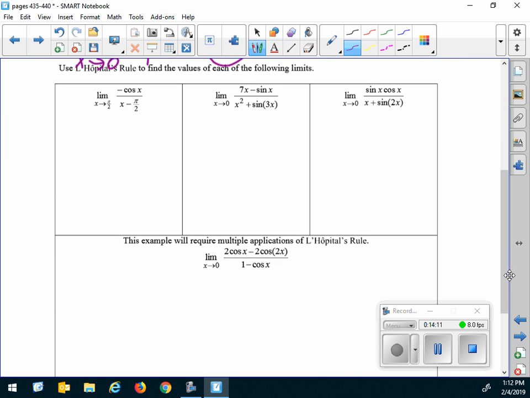Okay, here we go. Use L'Hopital's rule to find the values of each of the following limits. Again, you know you've got to use it because of the section we're in, but you've got to write it down. What is the cosine of pi over 2? 0. So the numerator is 0. So you're going to write the limit of the opposite of cosine x as x approaches pi over 2 equals 0.